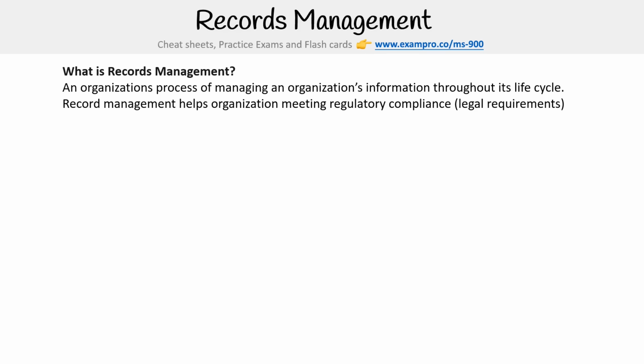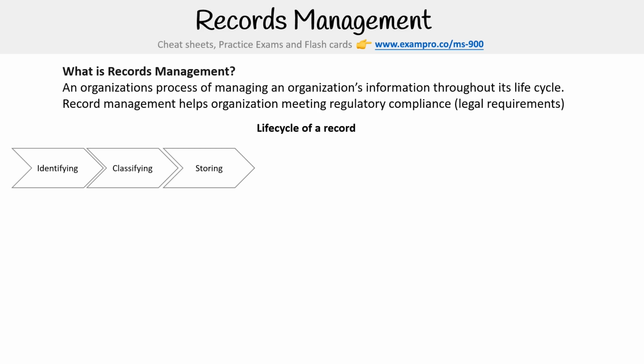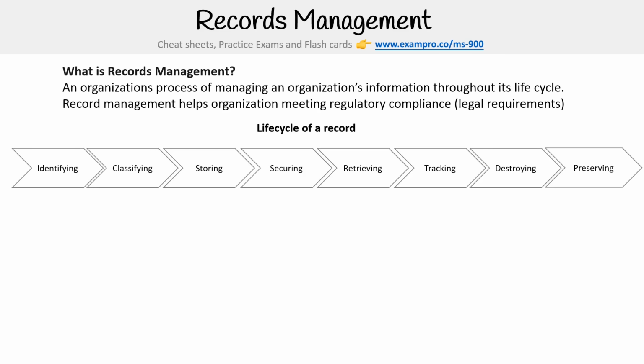Hey, this is Andrew Brown from ExamPro, and we're talking about records management. So, what is records management? It's an organization's process of managing an organization's information throughout its life cycle. Records management helps organizations meet regulatory compliance or legal requirements. So a life cycle of a record would look something like this. It begins with identifying, then classifying, storing, securing, retrieving, tracking, destroying, and ends with preserving.